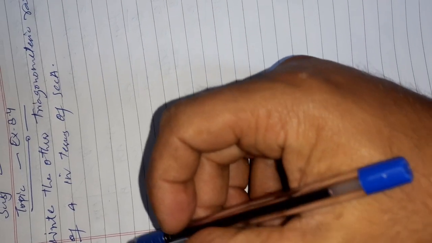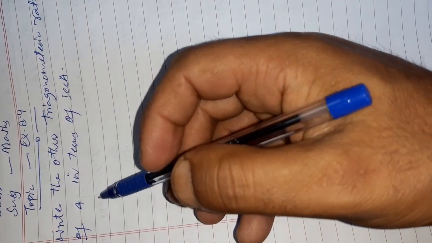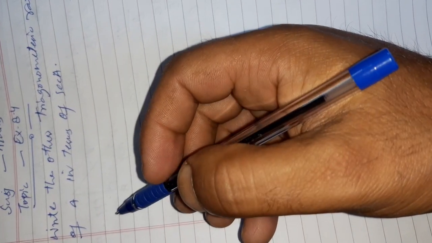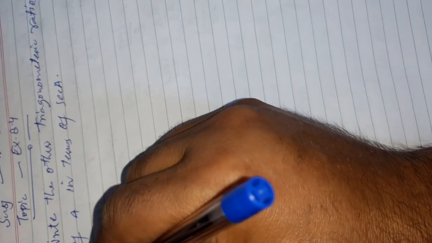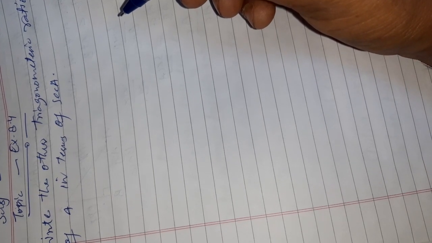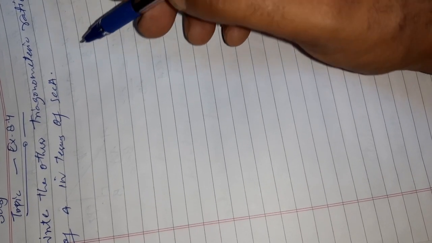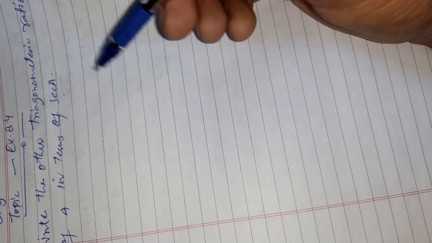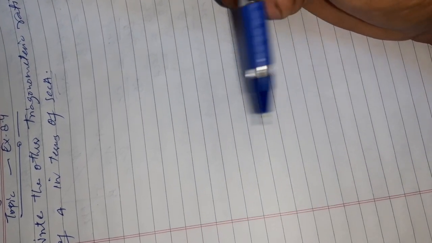This is the question which is related with class 10 subject mathematics. Dear students, here the question is written as: write the other trigonometric ratios of A in terms of sec A. In order to solve the question, we have to find the sine of A, cos of A, tan of A, cot of A, and cosec of A. And all these should be in terms of sec of A.